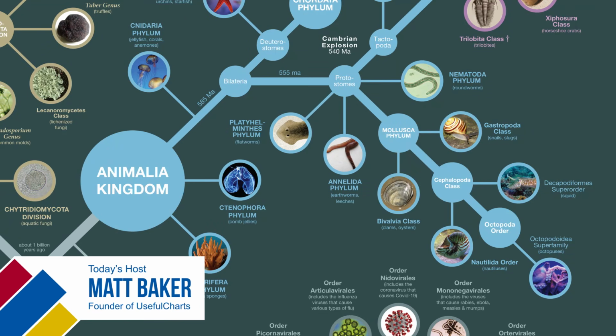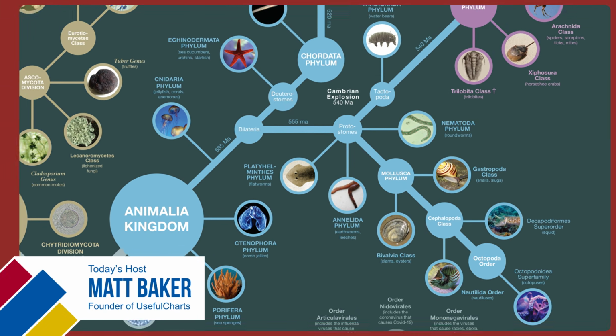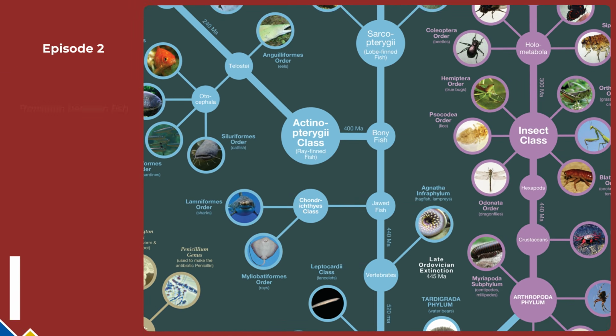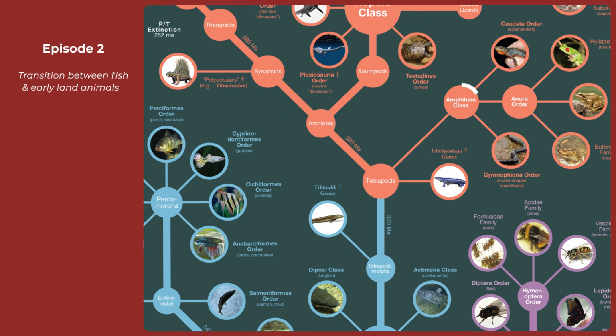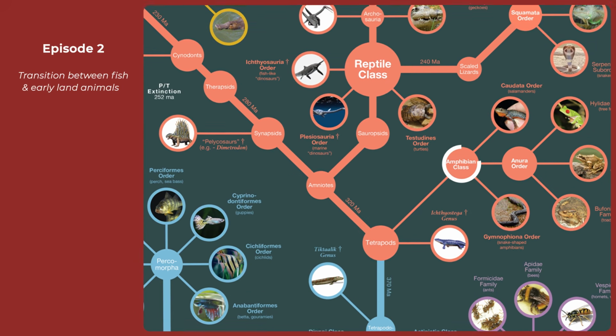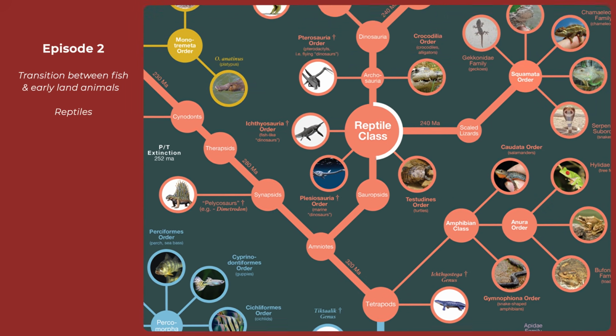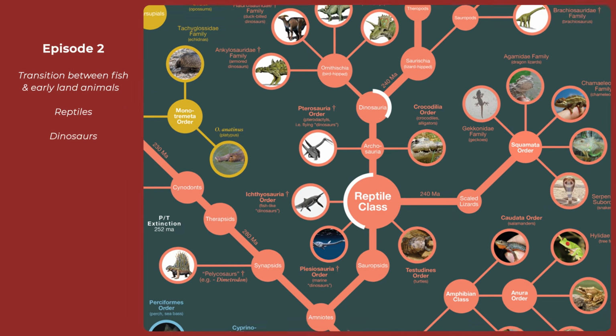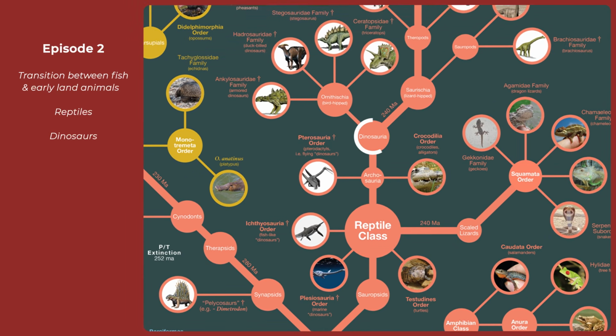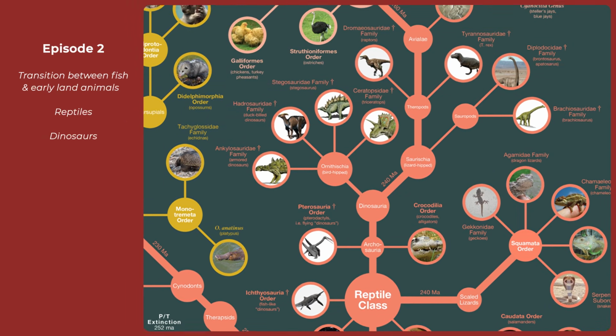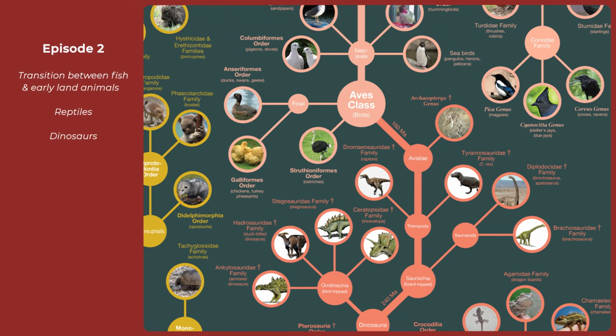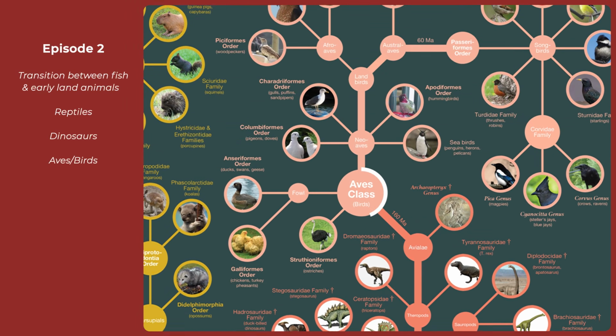Welcome to episode 3 in my series on the evolutionary tree of life. Last time we looked at the transition between fish and early land animals, including amphibians. We then concentrated on reptiles, including the really big ones, the dinosaurs, that dominated the Mesozoic era. Finally, we discussed the only group of dinosaurs to survive the KT extinction, the aves, or birds.